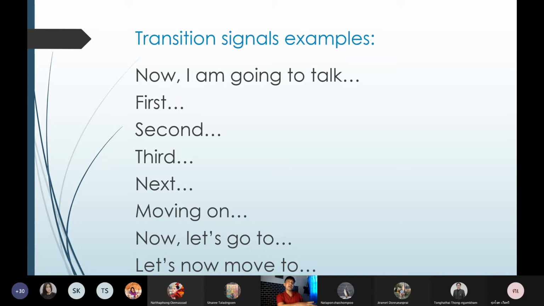Okay, so from one idea to another, for example, you have three main points, speed, tires, and style. Okay, so from speed to tires. So speed finished. You have finished speaking about speed. So you want to go to the next idea, to the next main point, which is tires. So you could say, now let's go to speed, or tires, sorry. Now let's go to tires. Or you could say, now I'm going to talk about tires. Or second, I'm going to talk about tires.